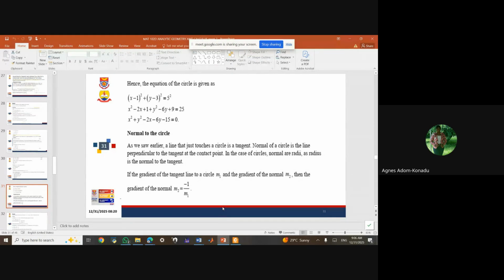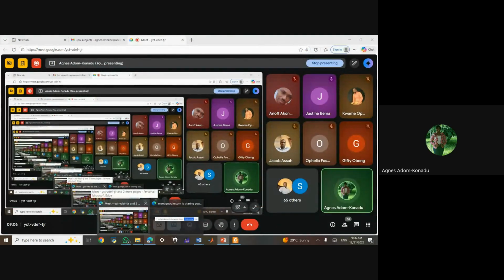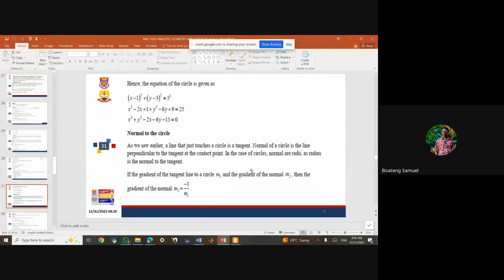Okay. So we've been able to find the equation of the circle given the center and then the equation of the tangents. Any question before we continue? Okay. So now I want to look at the normal to the curve, to the circle.